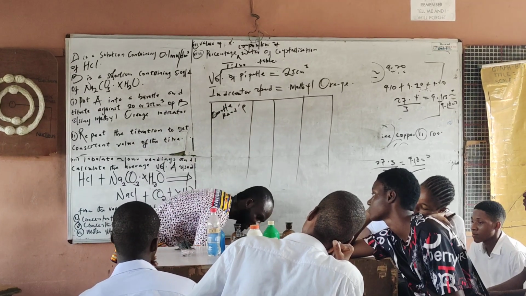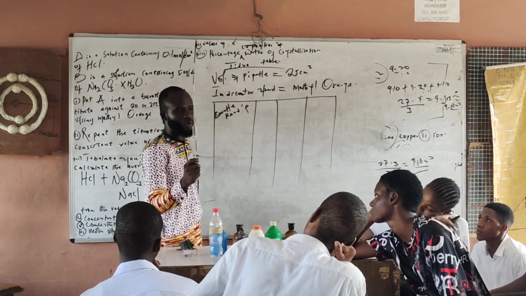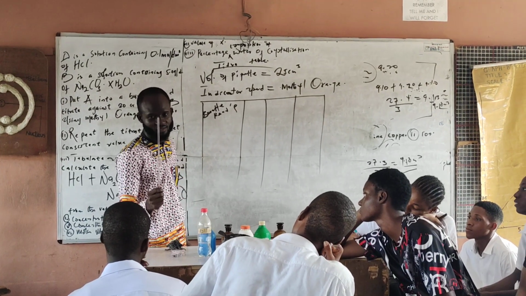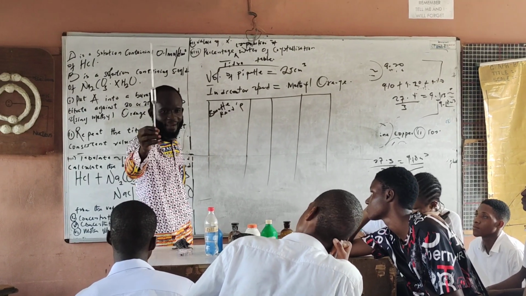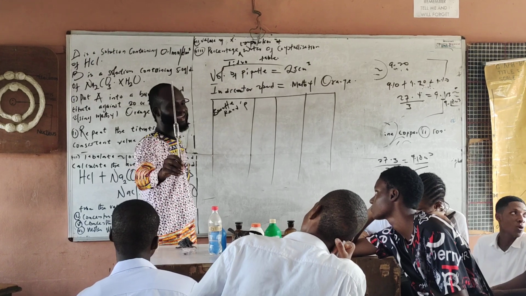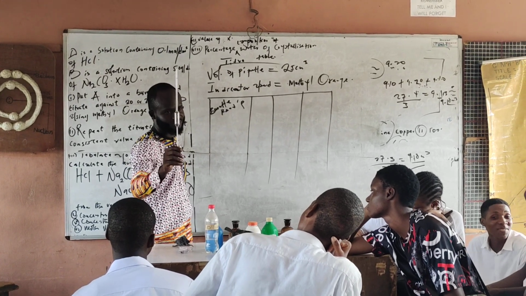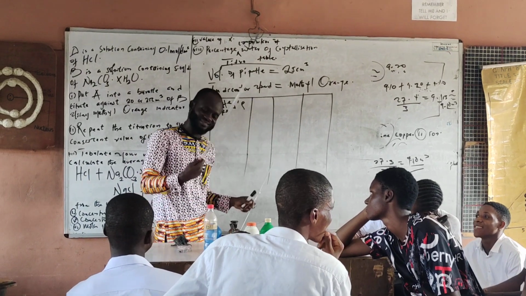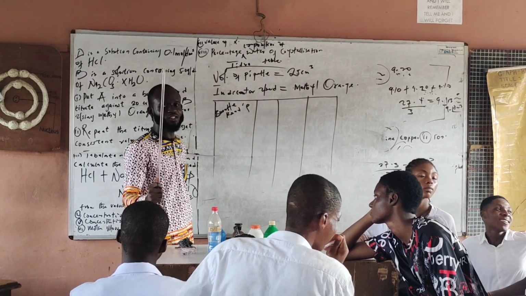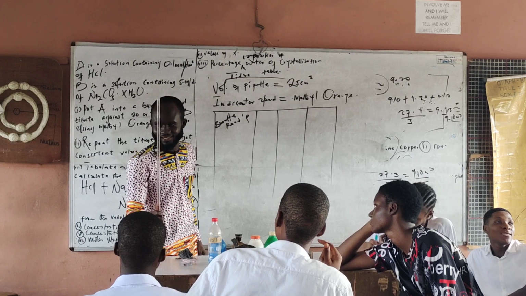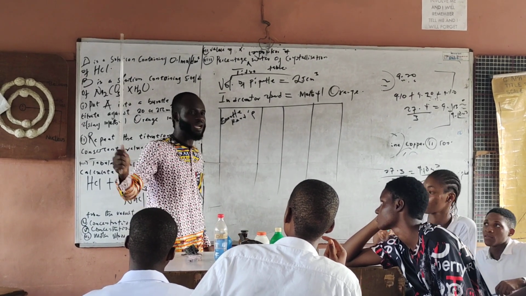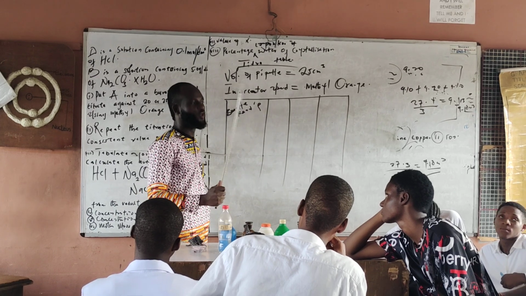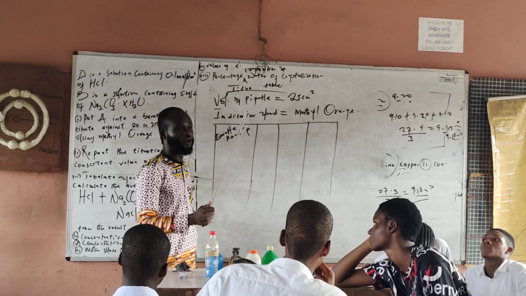Yesterday we talked about pipettes. You can either use 20 cm³ or 25 cm³, but here we are making use of 25 cm³. This is your pipette. Use it in sucking your base. Don't try to swallow, you swallow, you die. And you don't suck your acid. You titrate acid against your base. Are you following?